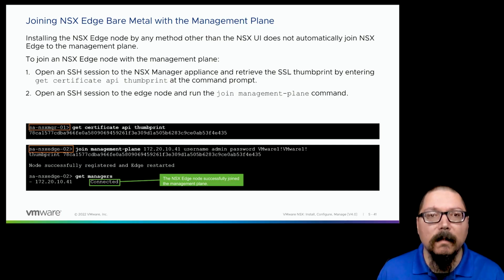Once that's done, that edge node will show up in my NSX UI, and then I can use the NSX UI to prepare that edge node as a transport node, create the NVDSs and assign my tunnel endpoints and things of that nature.